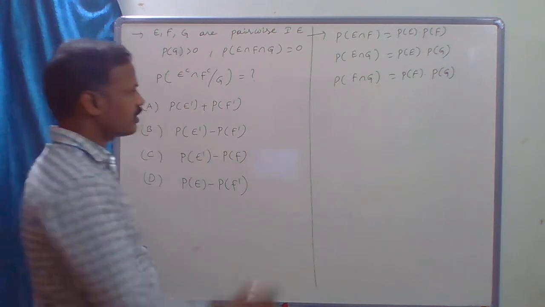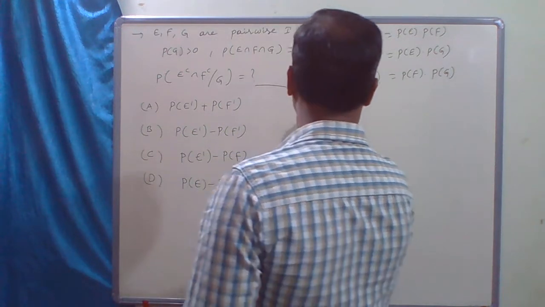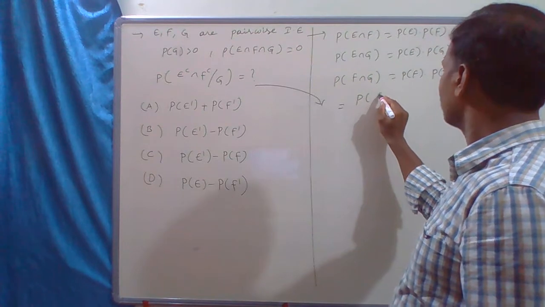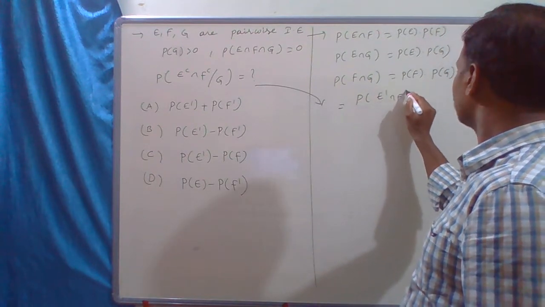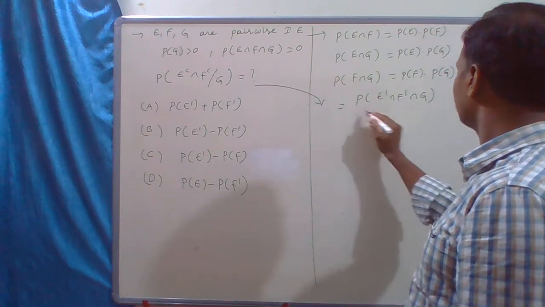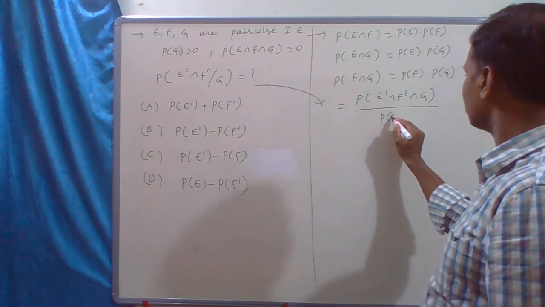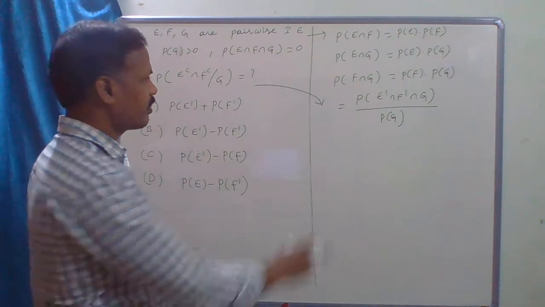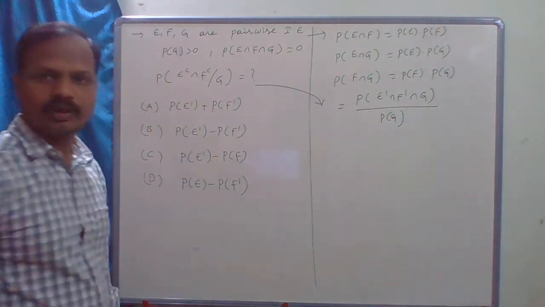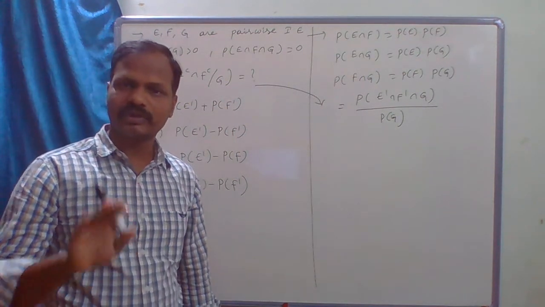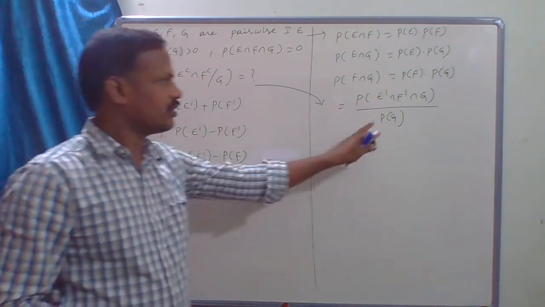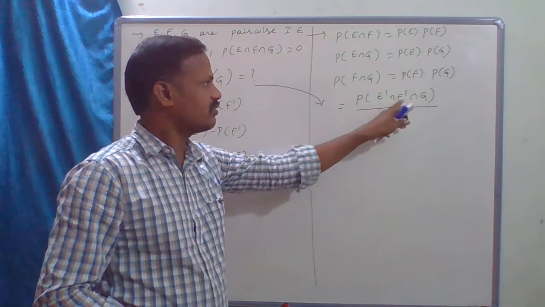Now you have to find the value of this one, probability of E dash intersection F dash given G. So actually what is the value of this one? This can be written as probability of E dash intersection F dash intersection G by probability of G. Clear? Probability of A given B equals probability of A intersection B by probability of B. Now, what is the value of this one?